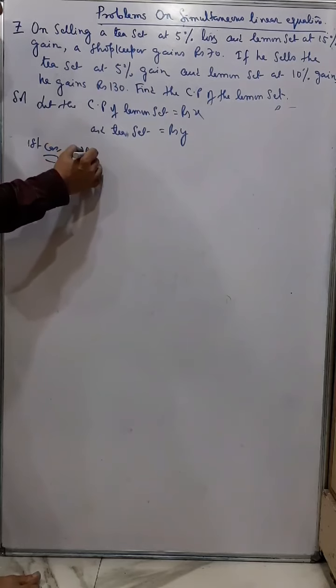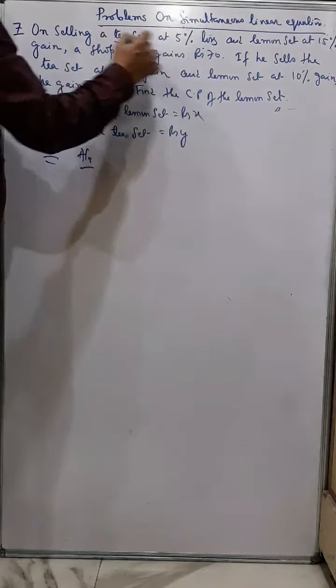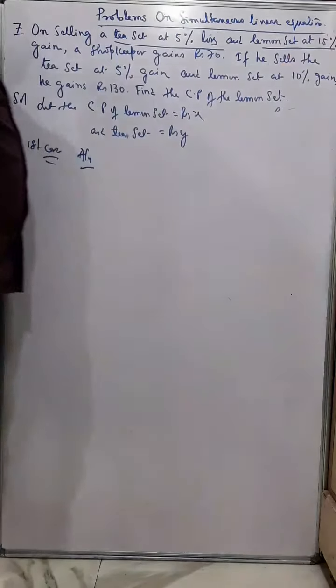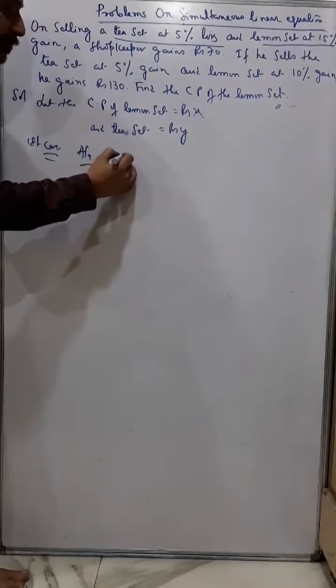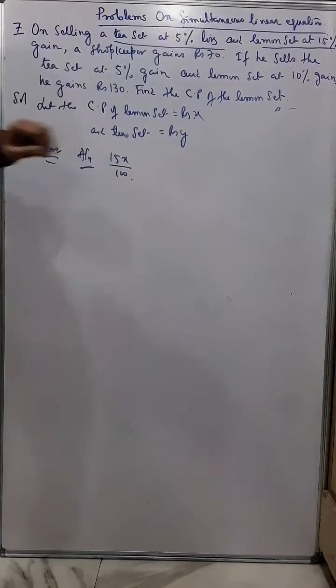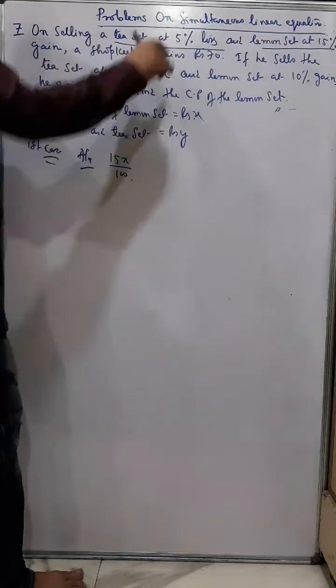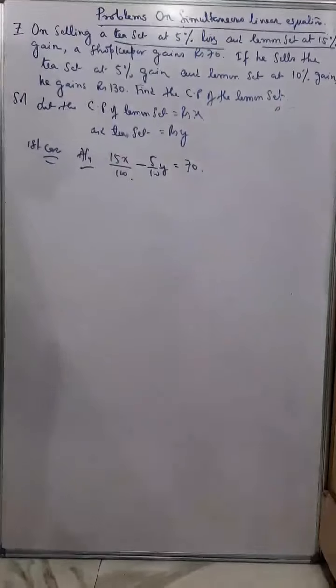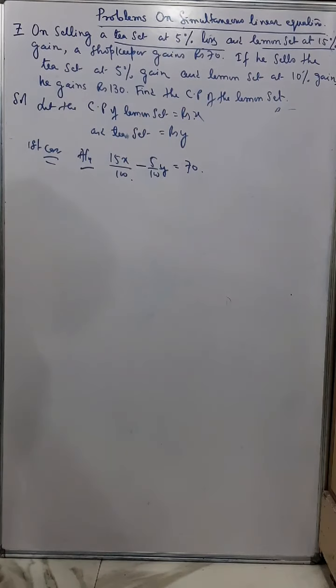The first case they told 5% loss. Now according to the question, I can say 5% loss on the tea set, and on the lemon set how much? 15% gain. The lemon set was x, so from the lemon set this much is the gain, 15% of x. And from the tea set how much is the loss? 5%, so there will be a minus, and then I write 5% of y. And altogether how much did I get? 70. Now we have to simplify this and frame the equation.